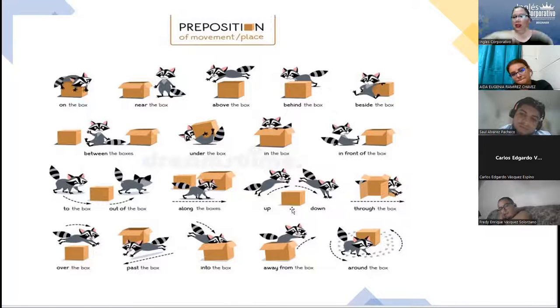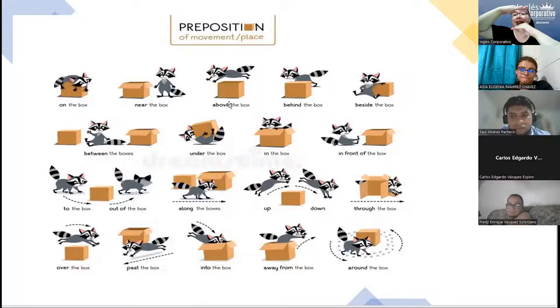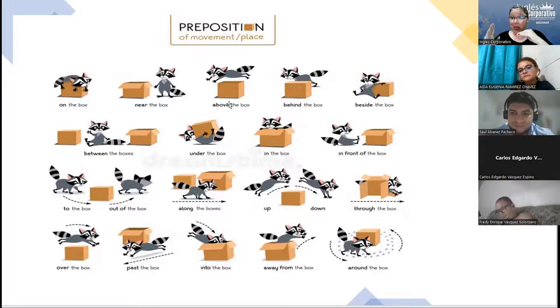Up and down, that we know, right? Up and down. Through the box. For example, through a tunnel, right? Through a tunnel. Over the box. Over. Like above. It's very similar. Even though above means, for example, it's hanging over. Okay? Hanging over sounds the other way. Like hangover. But no, I'm not talking about the hangover. I'm talking about something that is hanging. Okay. It's right above. But it can be over too. It can be over. All right.